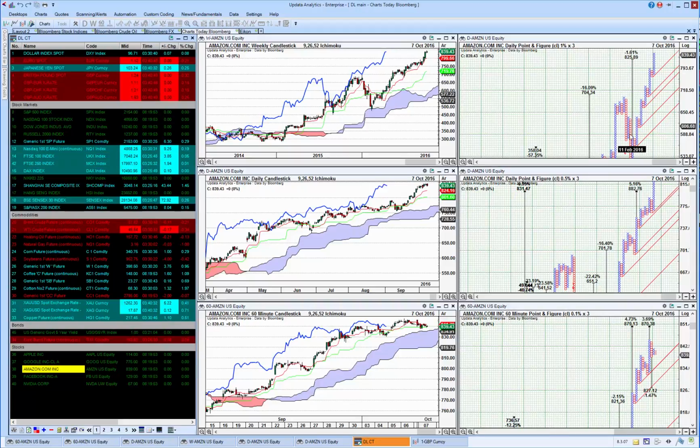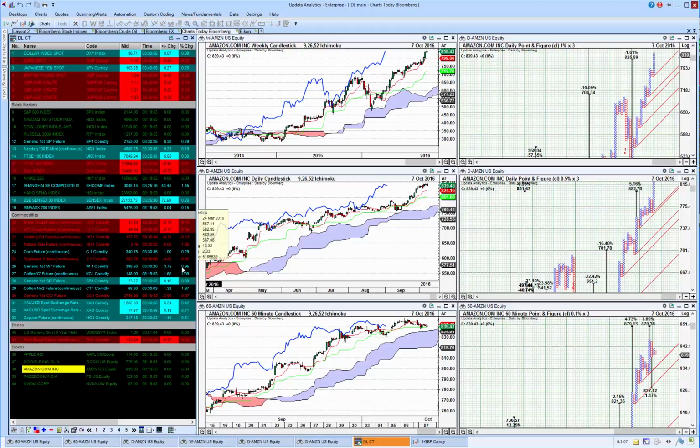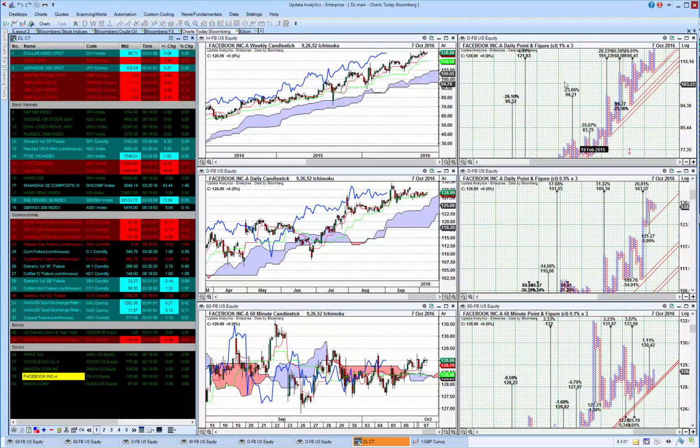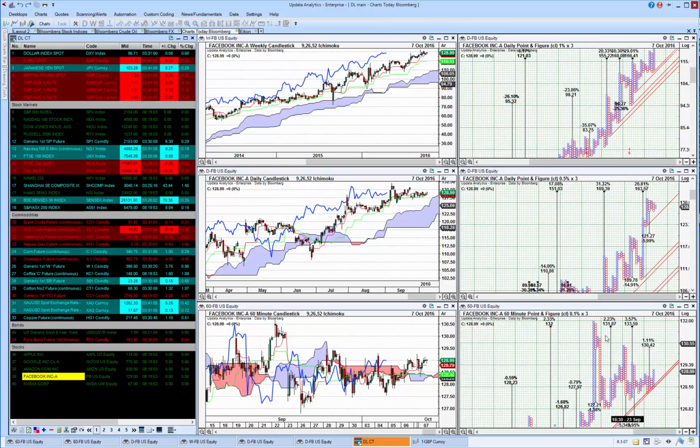This 825 target was given back in May at 583, so we've really done that big move. But still looking a pretty bullish chart. Facebook: bullish, bullish, bullish, and lots of upside targets here, 30% upside potential, and some short-term ones, so Facebook might have a better week.